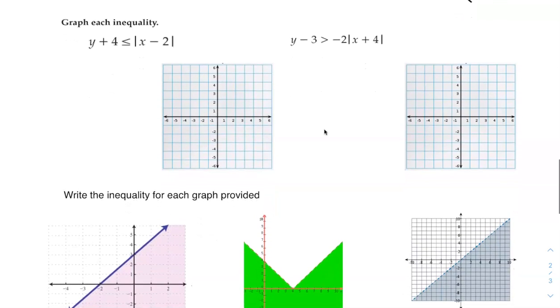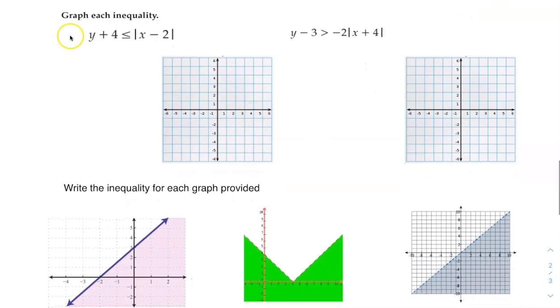Next one. Graph each inequality. So these are trying to be tricky. Notice how the y's on this side, we normally have on the opposite side. So if you move it over, it's y is less than or equal to the absolute value of x minus 2, minus 4. So like we talked about, right? Inside opposite, outside follow. You start at 0, 0. You're going right 2 and down 4.